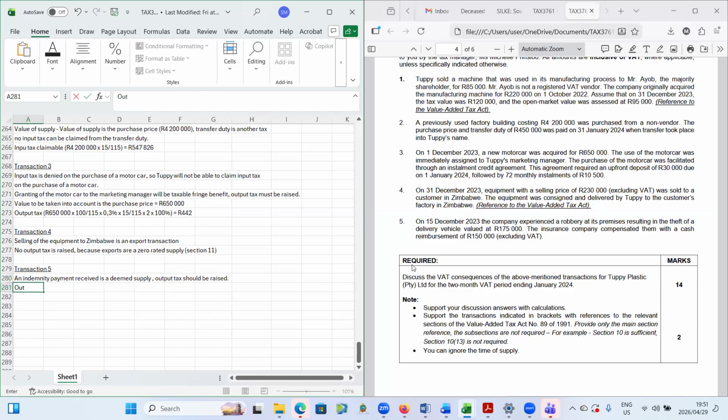So how much is the output tax? It's 150,000 rand multiplied by 15 over 100, because they say the amount excludes VAT. So how much is the output tax to be raised? 22,500 rand.